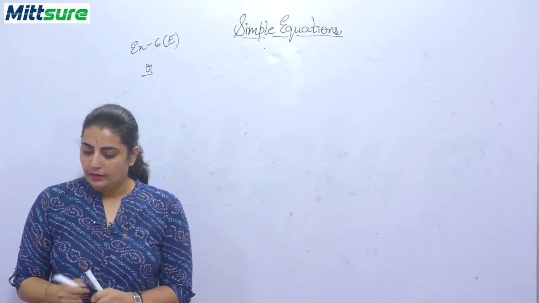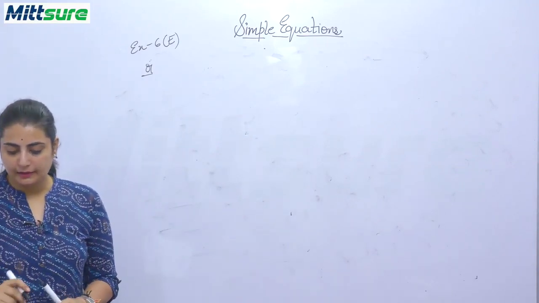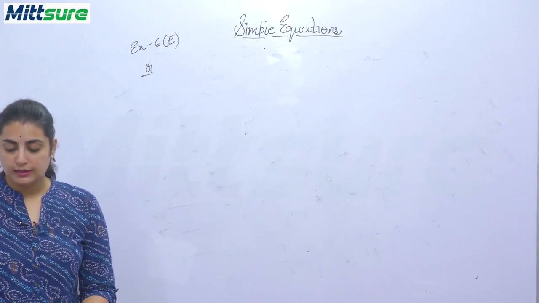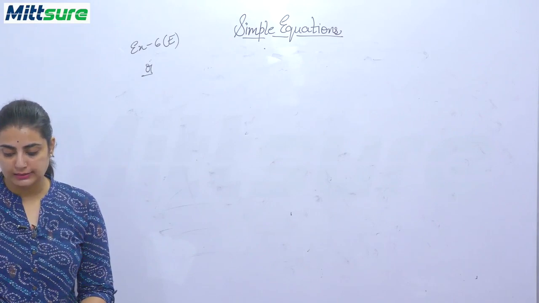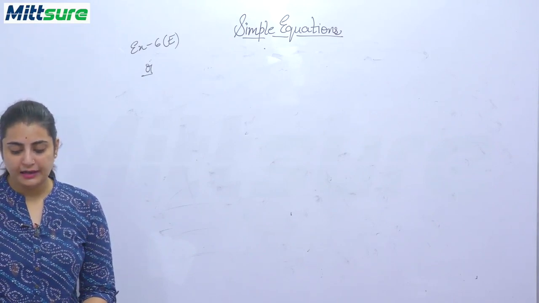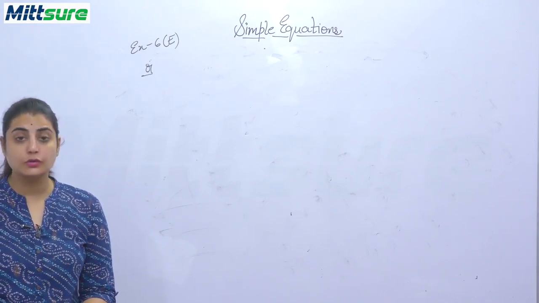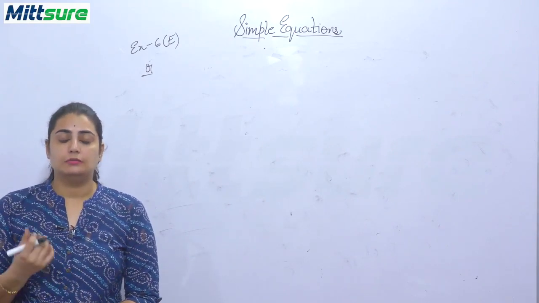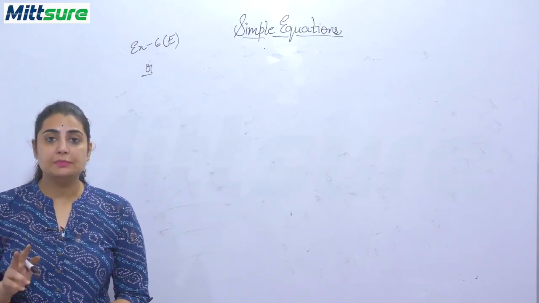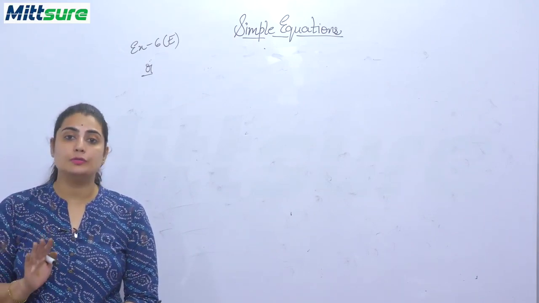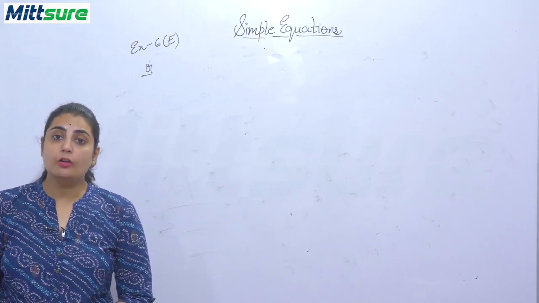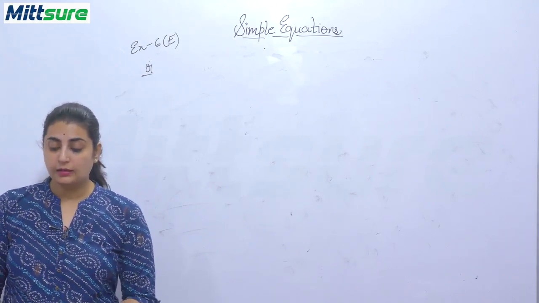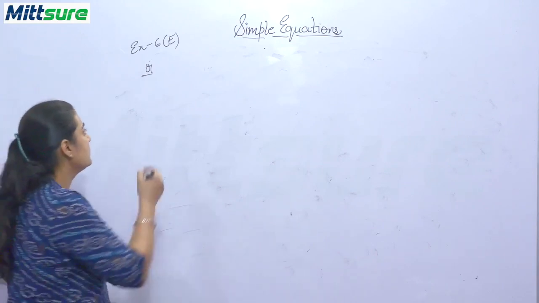Question number 3. A box contains 8 packets of mangoes plus 4 loose mangoes. The number of mangoes in the box is 116. Find the number of mangoes in each packet. So there is a box in which there are 8 packets of mangoes plus 4 loose mangoes. Now you have to find out the quantity of mangoes in each of the 8 packets.